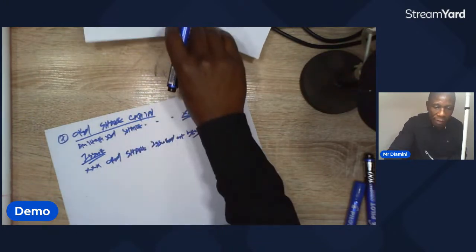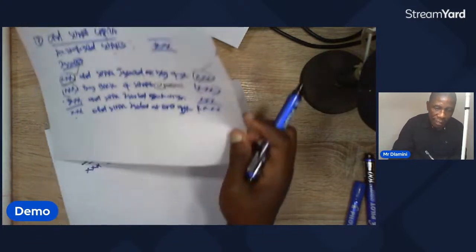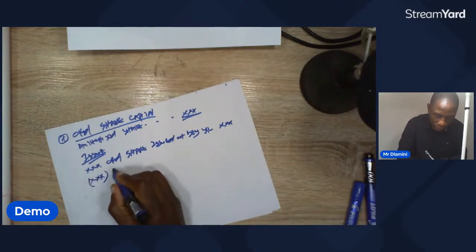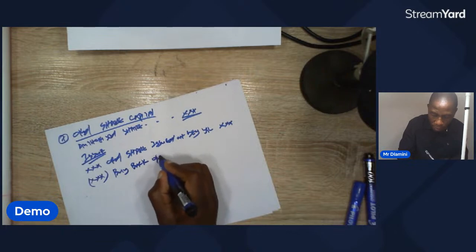And then remember here we're saying immediately there's a buyback. Now immediately there's buyback again. Buyback of shares.